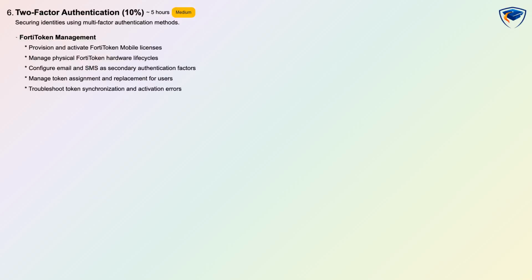Two-factor authentication is 10% of the exam, rated medium, and suggests about 5 hours of study with conceptual and scenario-based assessment. You will provision and activate FortiToken mobile licenses and manage the life cycle of physical FortiToken hardware. The syllabus includes configuring email and SMS as secondary factors, assigning and replacing tokens for users, and troubleshooting synchronization and activation errors. Mastering token workflows is essential for securing identities in production environments.